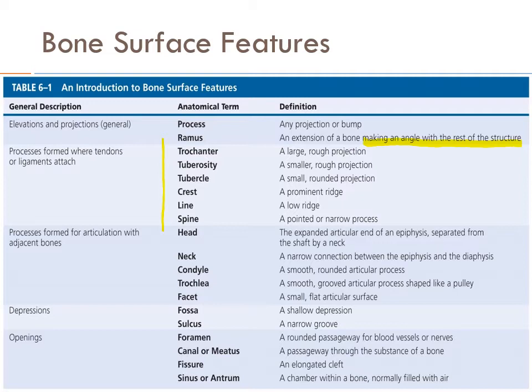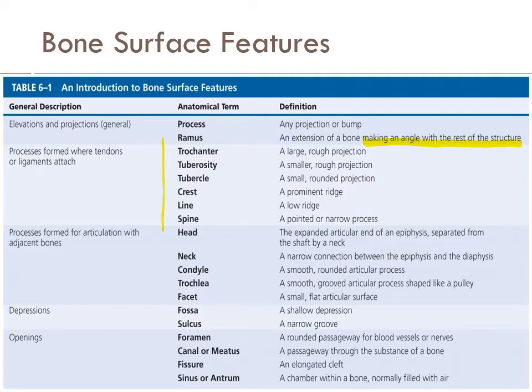A tuberosity is similar to a trochanter, but it's smaller, so it's a small, rough projection. A tubercle is a small, rounded projection, so it's more smooth and less rough. A crest is a prominent ridge. The main one that we see is the iliac crest, which is along the top of the coxal bone. A line is a lower ridge, and we can see a line inside the coxal bone as well. And then a spine is a narrow or pointed process, and we'll see some of those in the coxal bones as well. And again, I'm going to point these out in pictures in the coming slides.